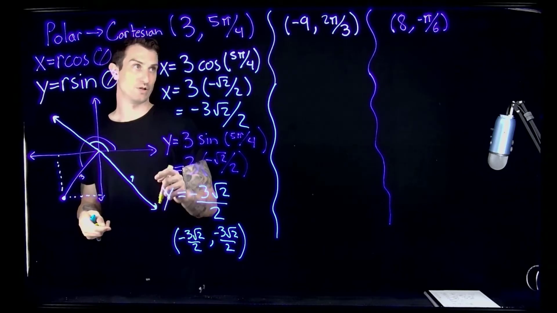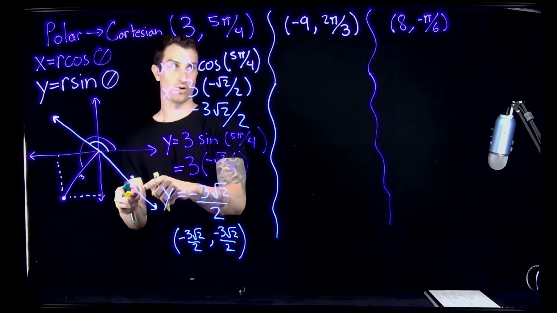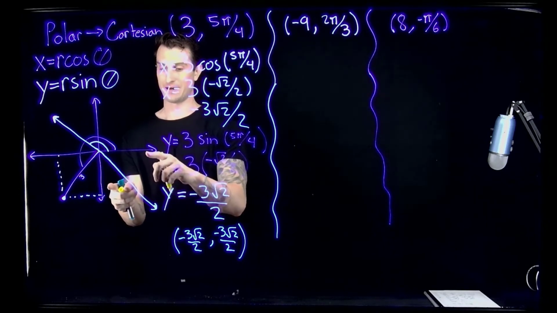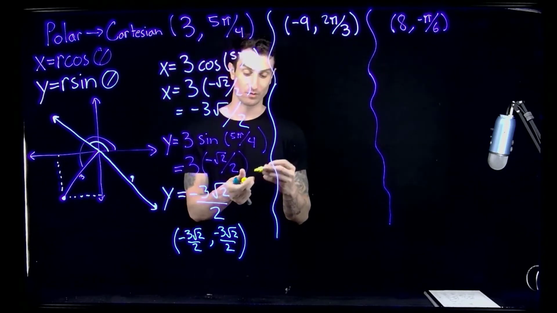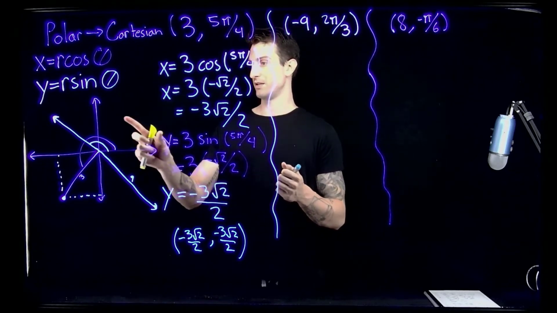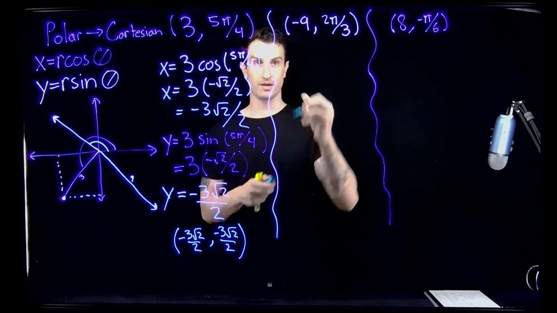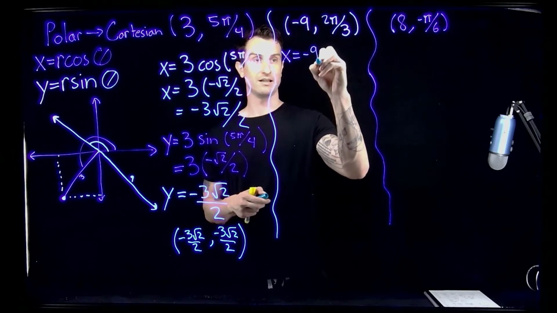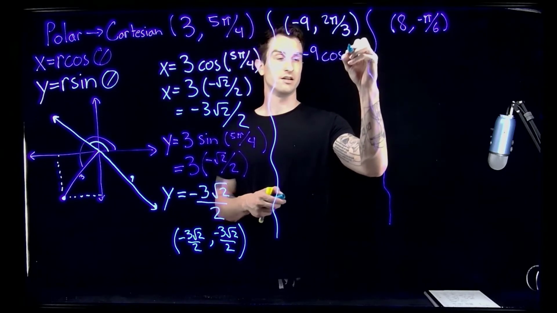All right, so that's our visual. So you can imagine, if we're in the fourth quadrant here, we're going to have positive x and then negative y. That's what we should end up with if we've done everything correctly. So let's go ahead, 2 pi over 3, okay. So we have x is equal to negative 9 cosine 2 pi over 3.